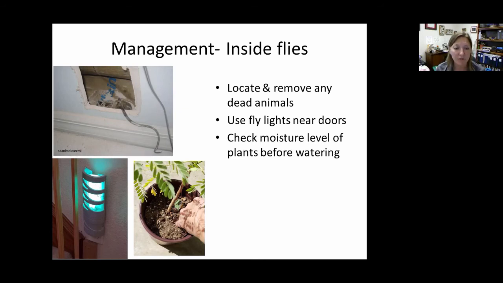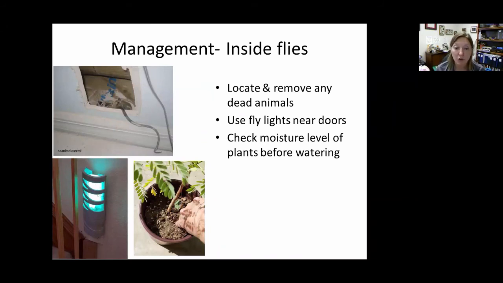You can use fly lights in the house, and this is my house here. I have fly lights in my house by the front and back doors, and they are little tiny ones that you plug in. There's a glue board behind that light, so the light is attractive to those insects, and then when they come in close, they get stuck on that glue board that is behind it, and when it gets filled up, you can change out the glue board.